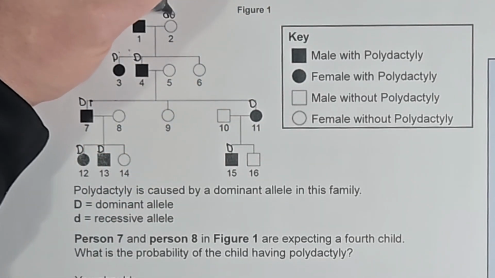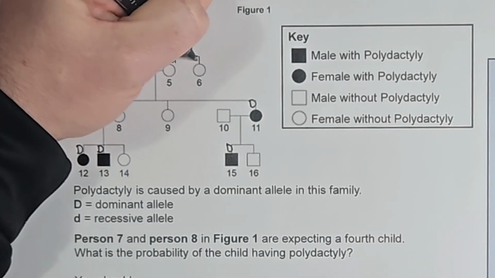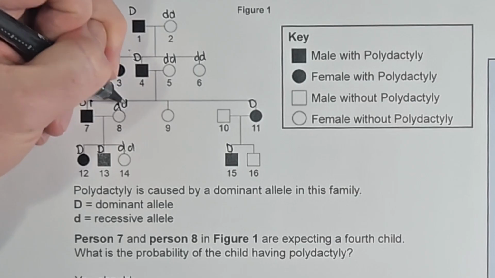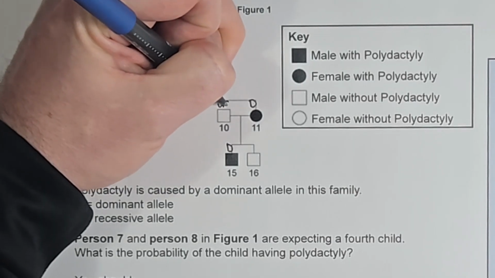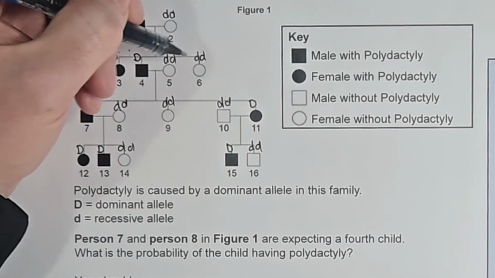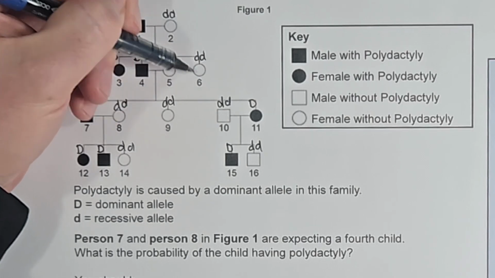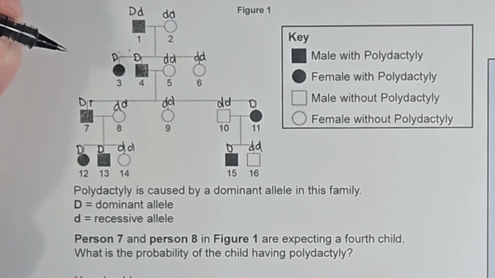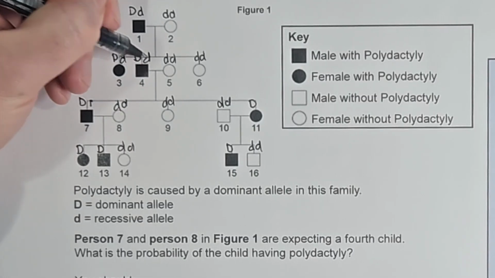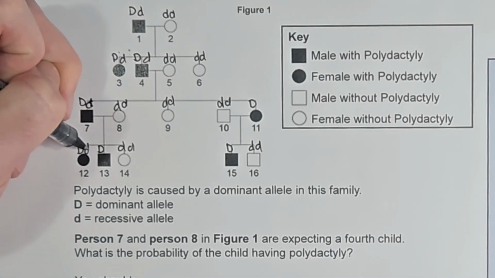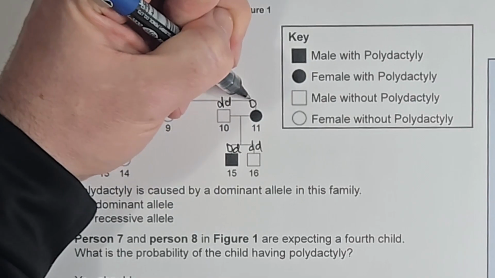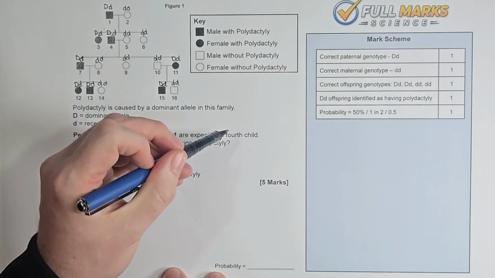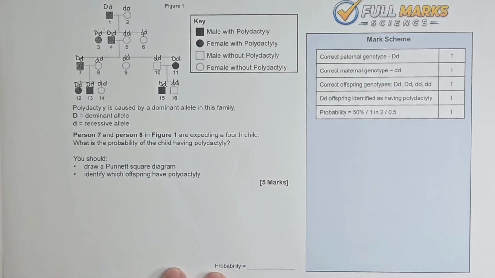Double recessive, because they don't have the dominant allele, because they don't have the condition. And then we have our offspring that doesn't have our condition, indicating that they must have got that recessive allele from person 1. So now we know the rest of it. There we go, done. So polydactyly, it's got our dominant and recessive alleles there. Again, I don't need to read that again.